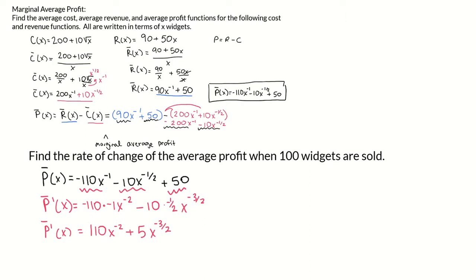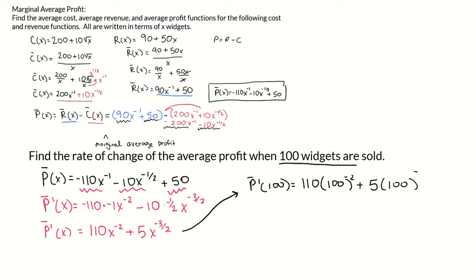And now we want to know what is our rate of change of profit when 100 widgets are sold. So into this formula, we're going to plug in x equals 100. So that's going to be 110 times 100 to the negative 2, plus 5 times 100 to the negative 3 over 2. It's going to be 11.005.